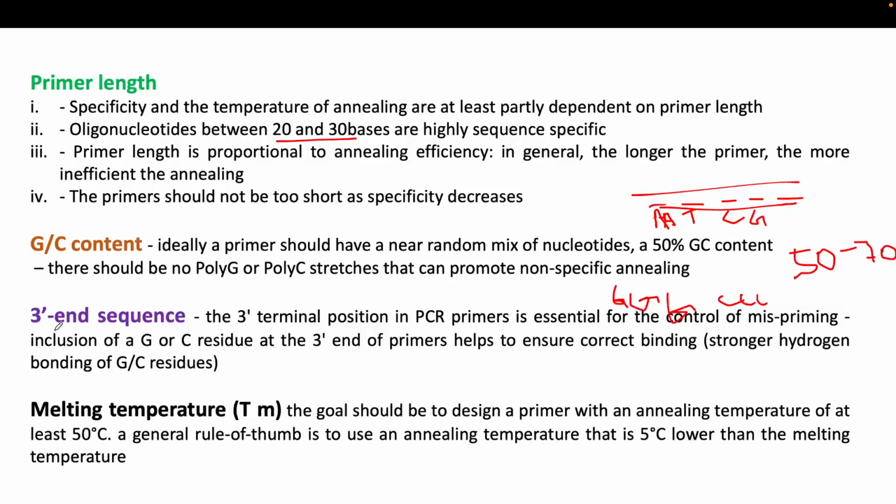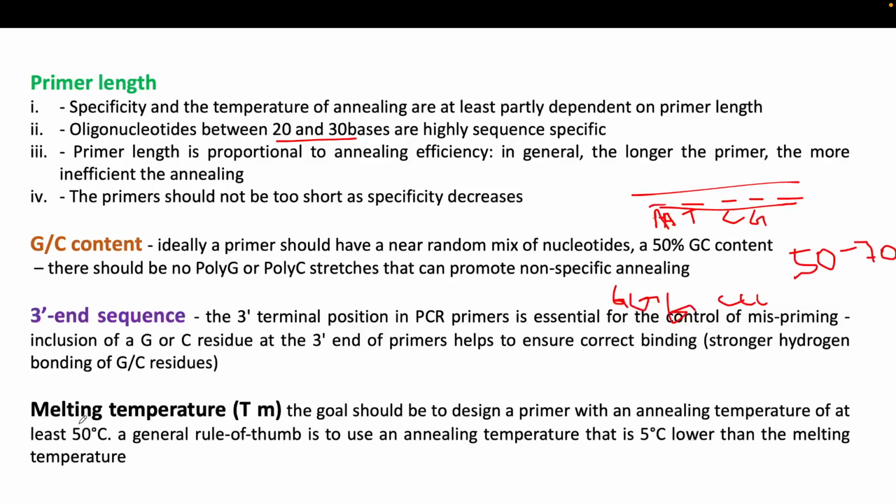The third thing is the 3' end sequence. The 3' terminal position in a PCR primer is essential for the control of mispriming. Inclusion of a GC residue at the 3' end of the primer helps to ensure correct binding. So the 3' end of the primer should end with either G or C, because G and C give 3 hydrogen bonds, so it provides some kind of strength while annealing. But at the same time, poly G and poly C stretches should not be there at the 3' end. It should end with G or C, but not in a stretch form.